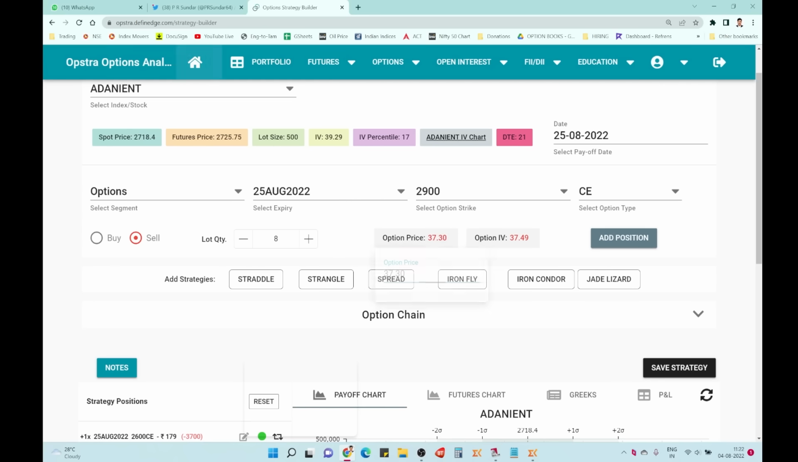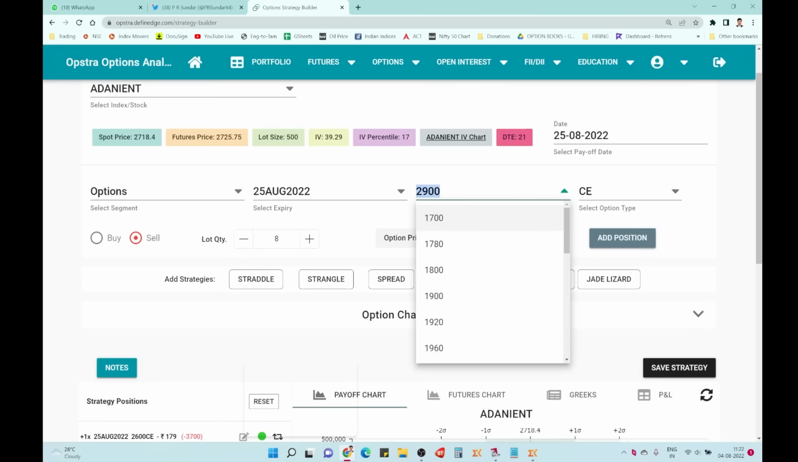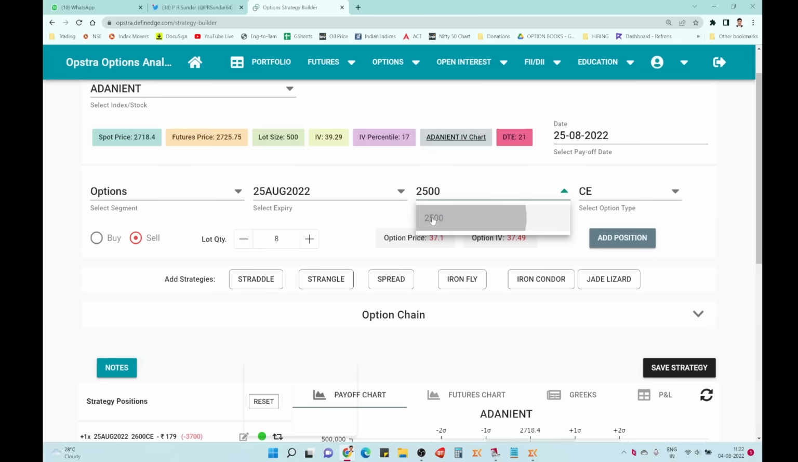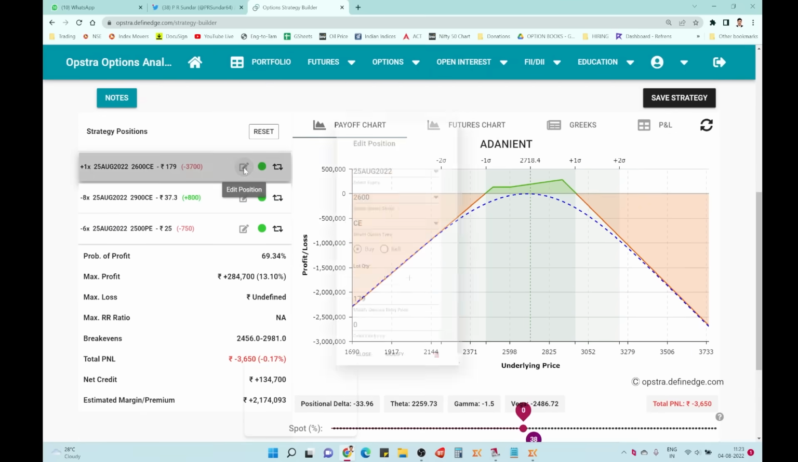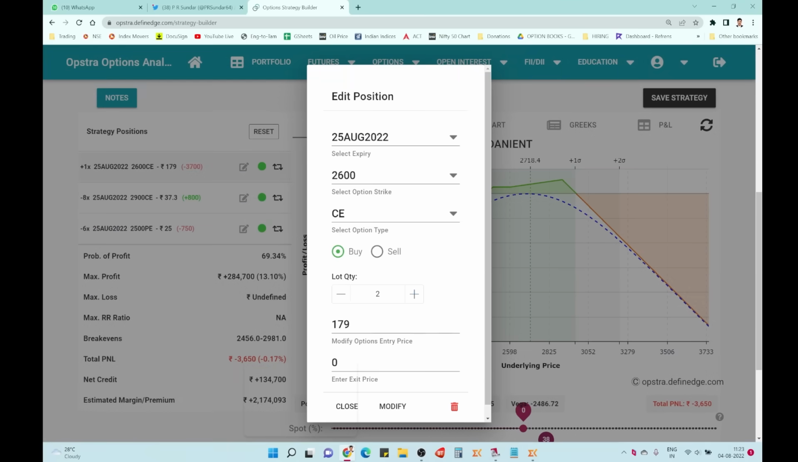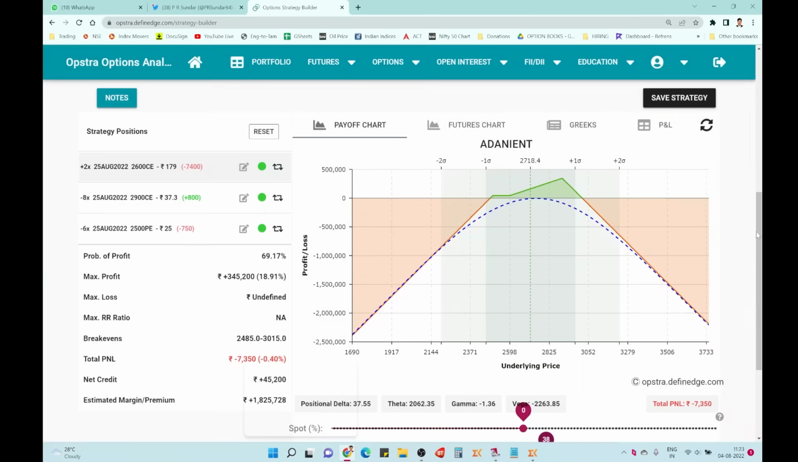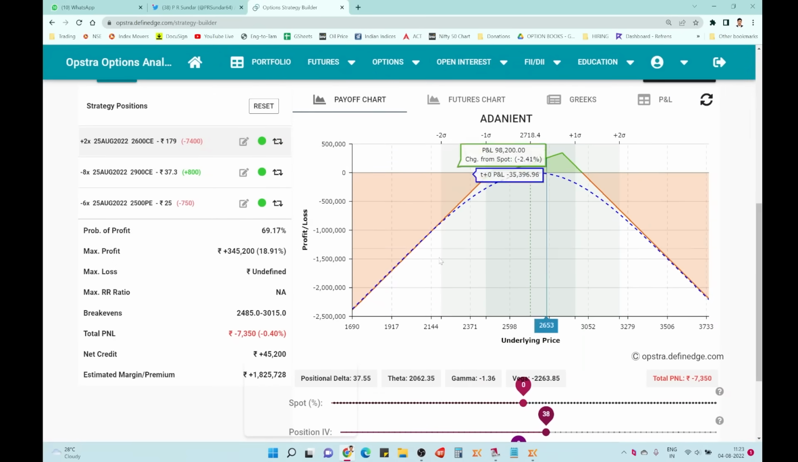37.3. Then 2500, 6 lots. This one bought at 25 and 26 call option, we bought 2 lots. So this will be the profit and loss ratio.